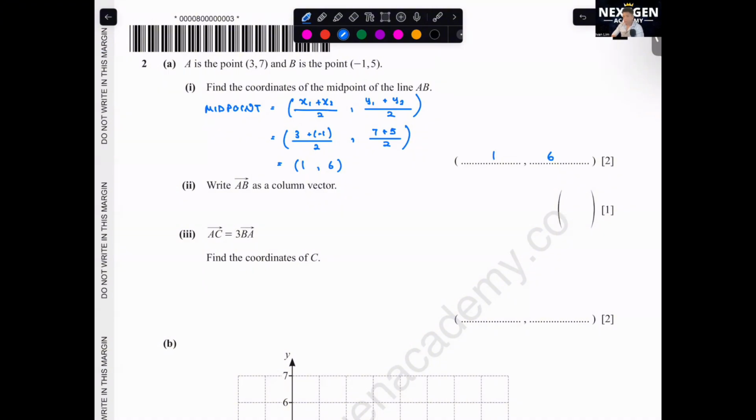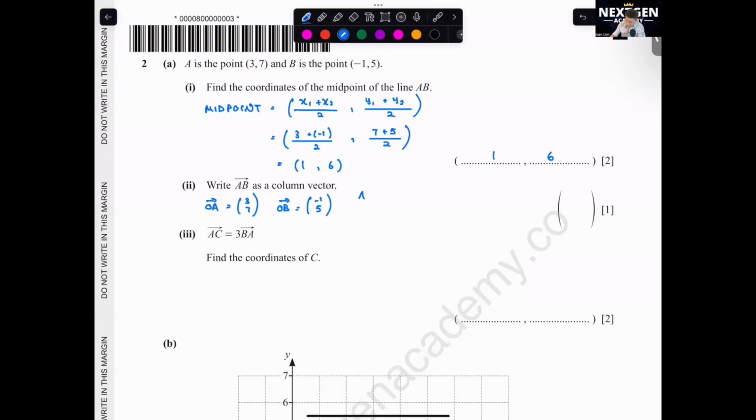Okay, second one, write AB as a column vector. Okay, if they give you a point and then now they suddenly change it to in terms of vector, how do we write point in vector form first? Okay, how do we write point in vector form? So a point is relative to your origin. Okay, that means (3, 7) means it moves 3 to the right and 7 up from O. Right? So A is actually OA. Okay, this is OA equals (3, 7). Okay, you write it in vector form. B is OB. OB is (-1, 5).